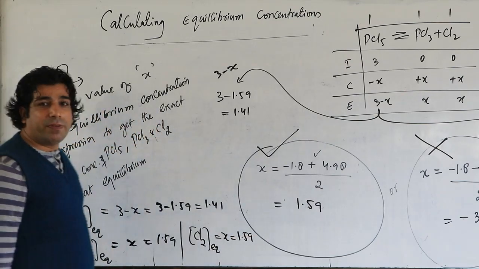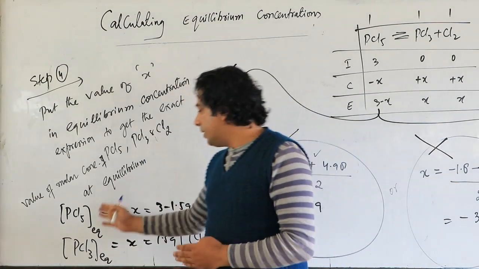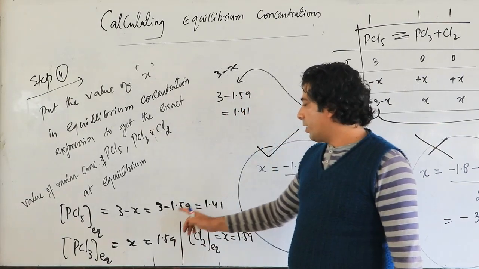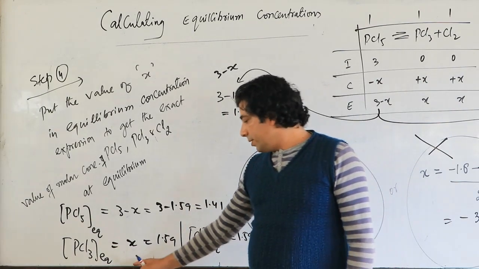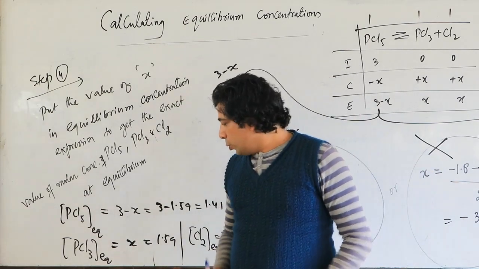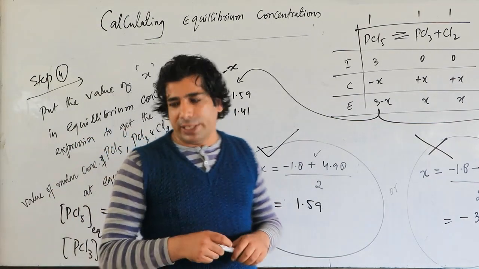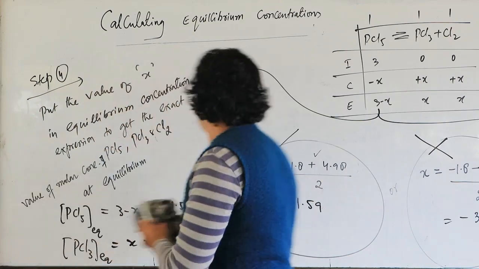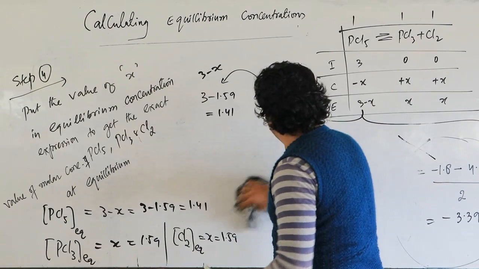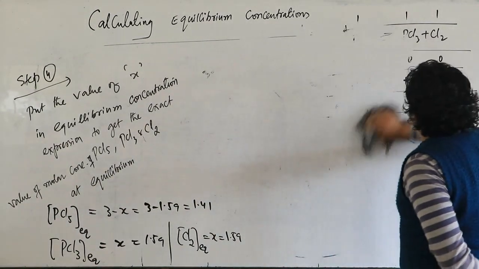So finally we found the concentrations of PCl5, PCl3 and Cl2 at equilibrium. The PCl5 concentration is 1.41, PCl3 is 1.59 and Cl2 is 1.59, my dear friends. Now, suppose you want to cross check your result. How do you cross check it? Let's go to step number 5.